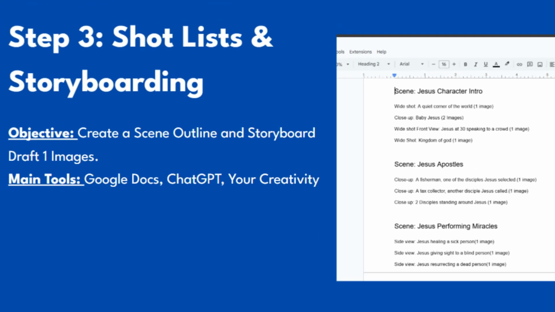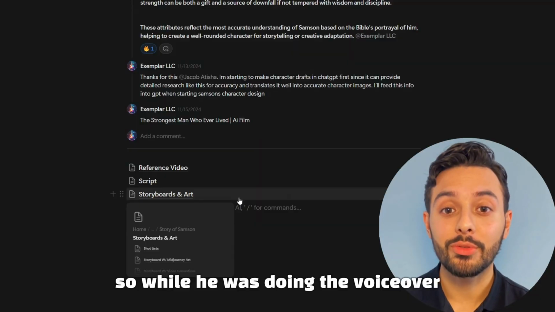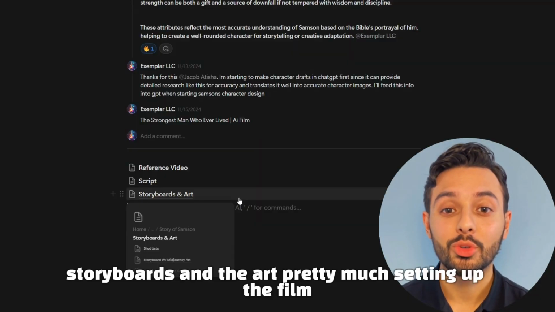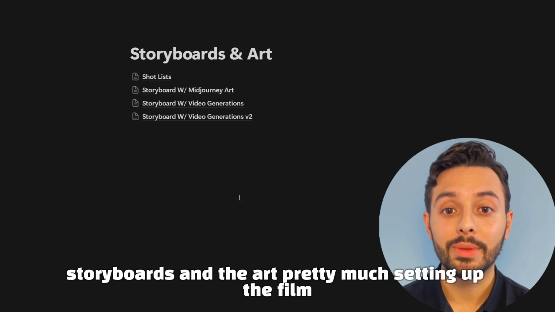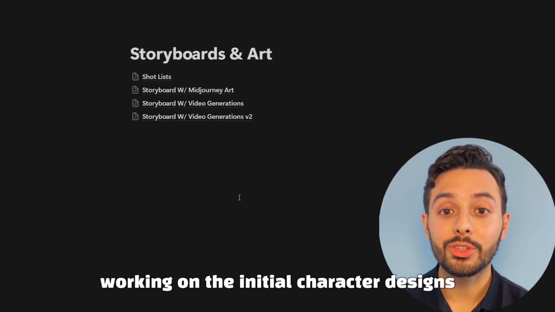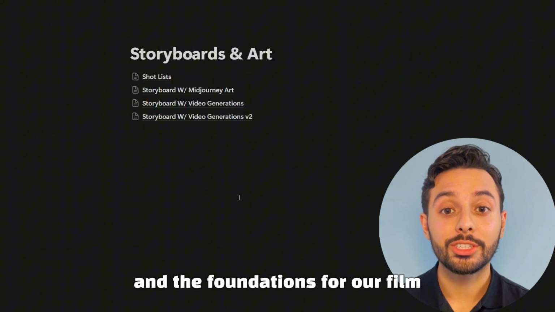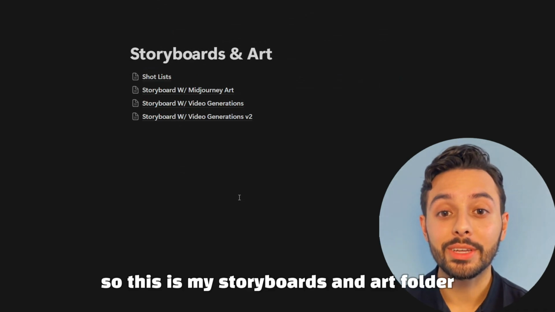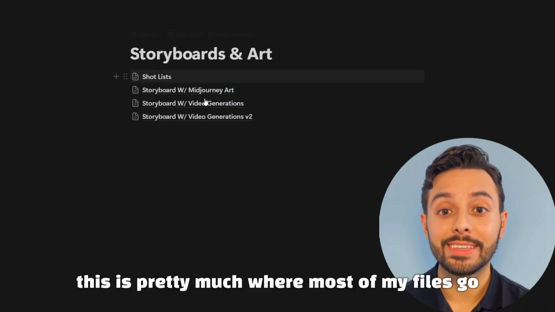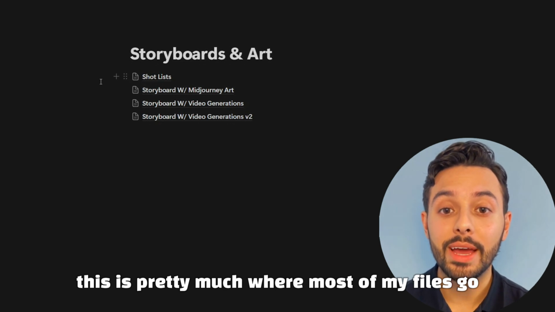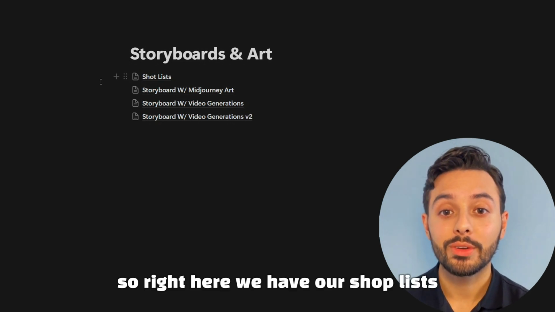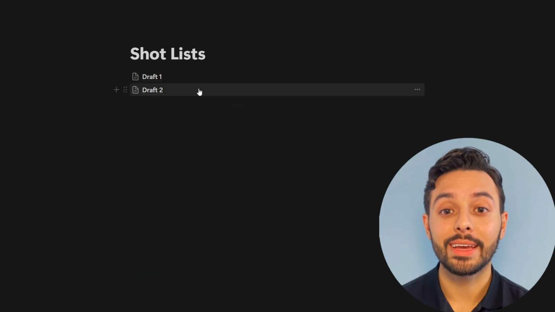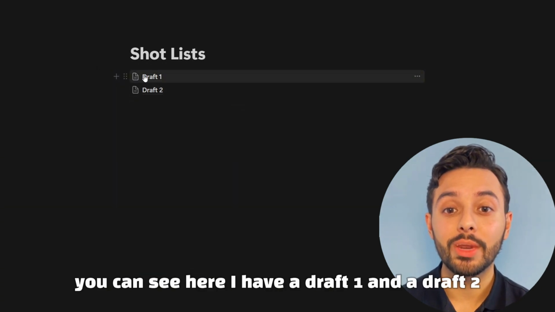Step 3. Shot lists and storyboarding. So while he was doing the voiceover, I would start the shot list, the storyboards, and the art. Pretty much setting up the film, working on the initial character designs, and the foundations for our film. So this is my storyboards and art folder. This is pretty much where most of my files go. So right here, we have our shot lists. Now you can see here, I have a draft 1 and a draft 2.